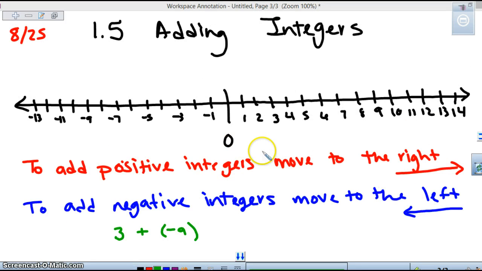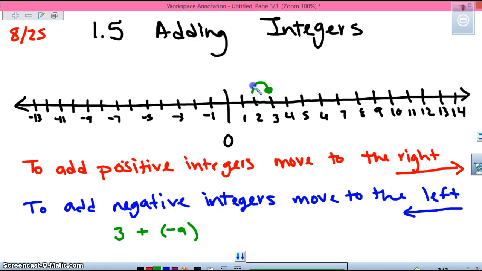Today we're going to be adding integers. To add positive integers, we're going to move to the right using the number line. To add negative integers, we're going to move to the left using the number line. If we have to add 3 plus negative 9, we're going to start on 3, and because we're adding a negative integer or a negative number, we're going to move to the left 9 spaces.